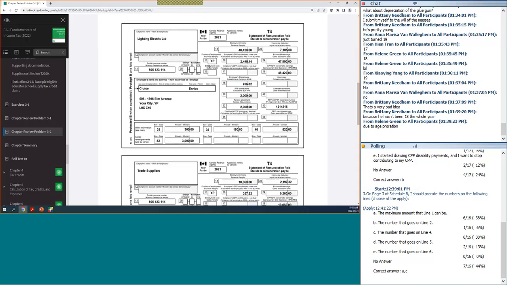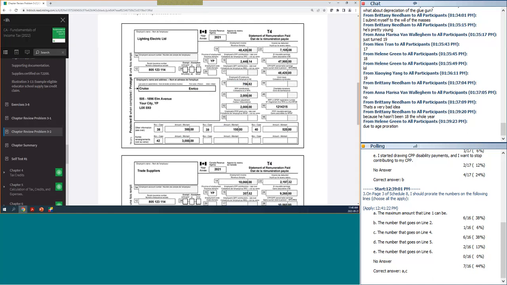All right. In this case, I have a T4 from Lighting Electric with a bunch of figures. I'm going to notice we're doing CPP EI. I need a Schedule 8. I need a T2204. Pull those forms out. Make sure you fill them out. I have RPP and a pension adjustment. Make sure you have those lines in.